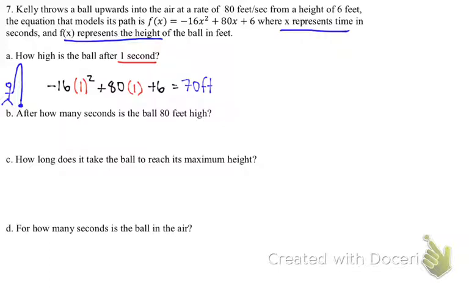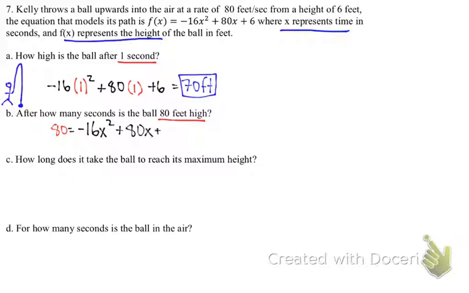Part B. After how many seconds is the ball 80 feet off the ground? So we want this to be 80 feet high, and height deals with our f of x. So we're going to replace f of x with 80. Everything else stays the same.